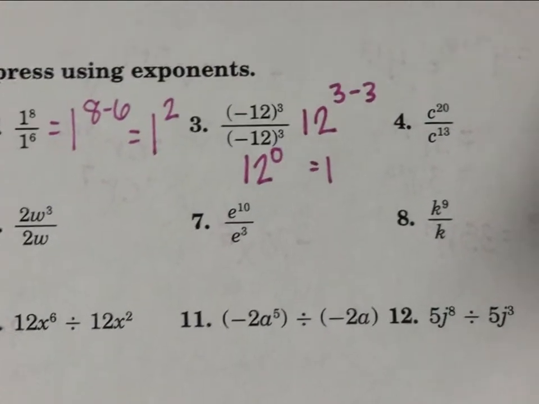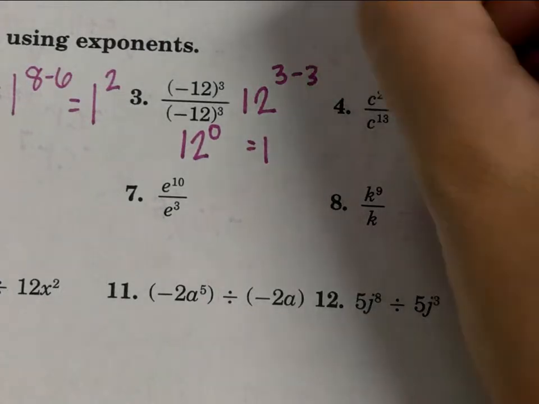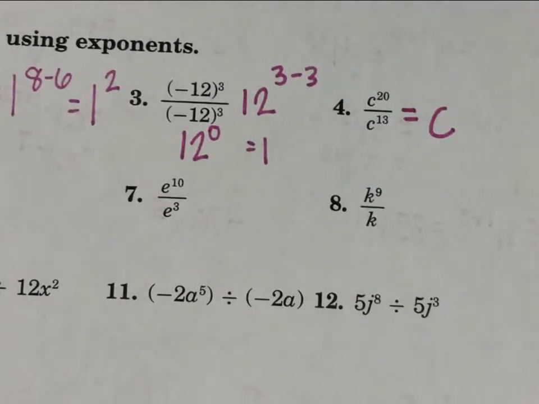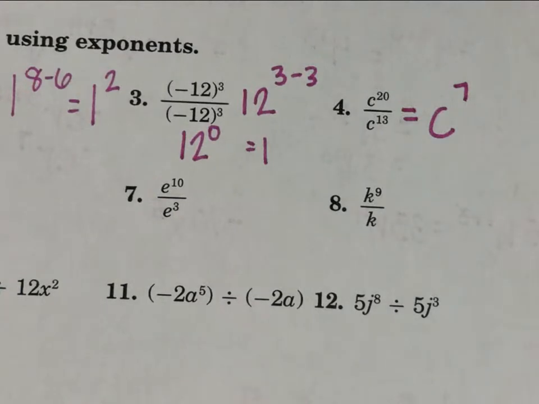Okay. Number 4. C to the 20th divided by C to the 13th. So what would this be? What's 20 minus 13? 7. So this would be C to the 7th.